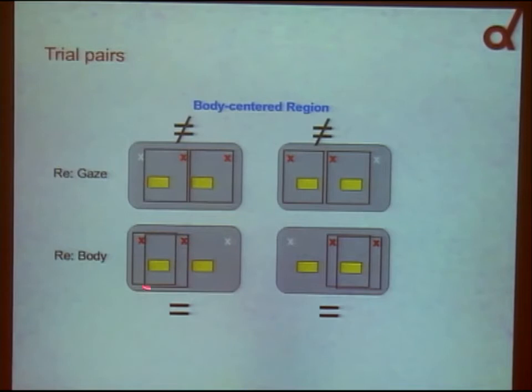If you're dealing with a body-centered area and you have these 2 trials, you should not be able to classify. They are similar, so you cannot make a distinction between them, and you cannot put a classification on them. Same for this one. However, for a gaze-centered area, it's the opposite. A gaze-centered area cannot distinguish these, but it should be able to distinguish these, because these are different trials in gaze-centered coordinates. And so that's the basic idea.